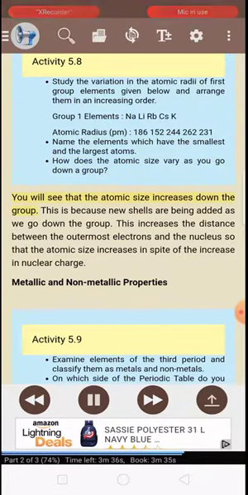You will see that the atomic size increases down the group. This is because new shells are being added as we go down the group. This increases the distance between the outermost electrons and the nucleus so that the atomic size increases in spite of the increase in nuclear charge.